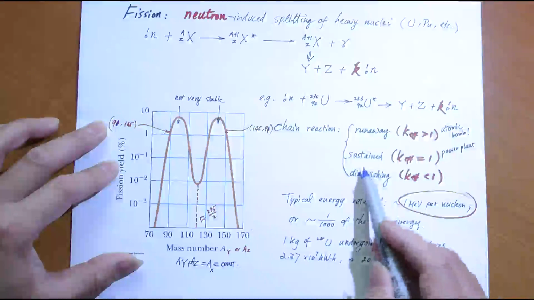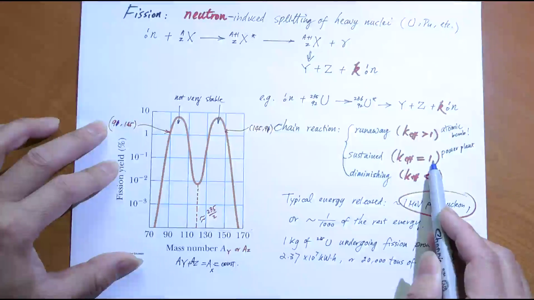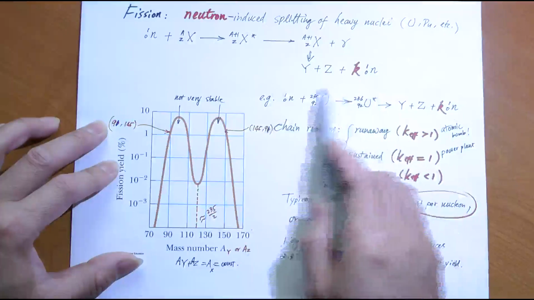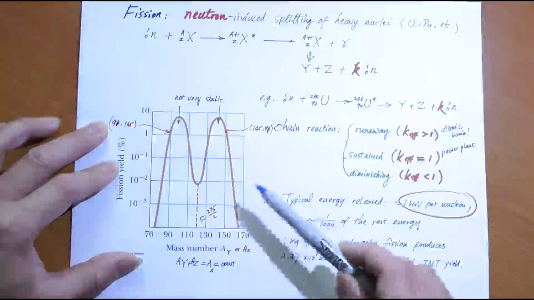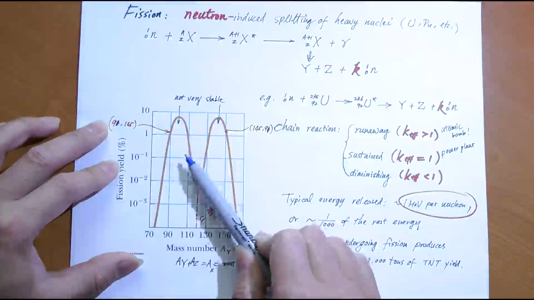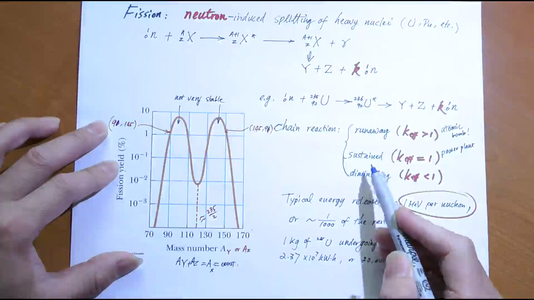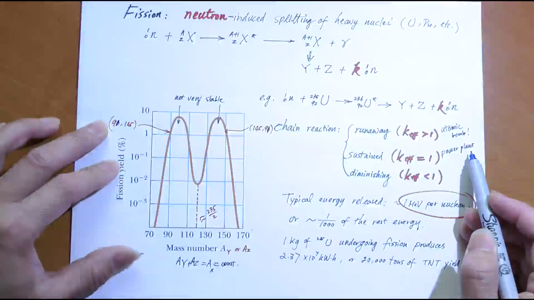If K is equal to 1, then we say it's a sustained chain reaction, which means one neutron comes in, one effective neutron comes out to go to the next step, and that neutron produces yet another useful neutron, another one, another one. So the reaction will proceed at an even pace. That's called sustained chain reaction. That is what we want in a nuclear power plant.